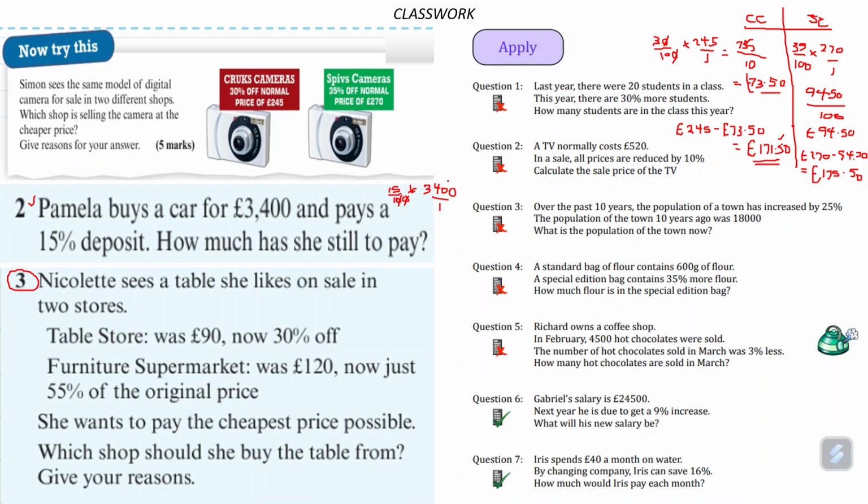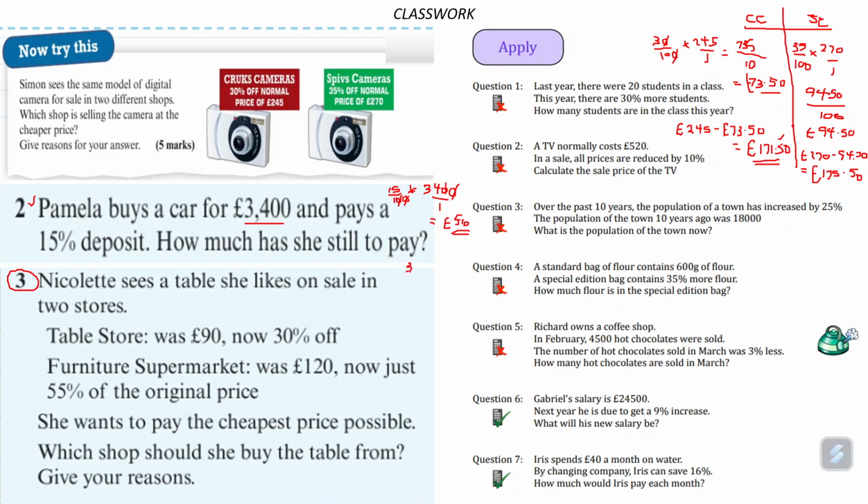If you do this, these two zeros will cancel out. So 15 times 34 will give us 510. You can cross check, 15 times 34 will give us 510. Therefore, the deposit that Pamela will be paying for the car, which is 15%, is 510 pounds. But you don't need to stop there. The question is, how much does she still need to pay? So this is the deposit. You need to take this away from the cost of the car.